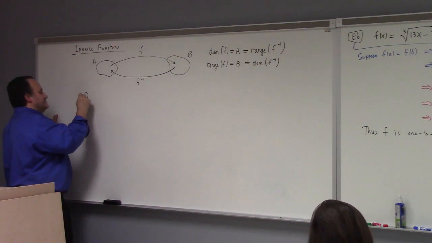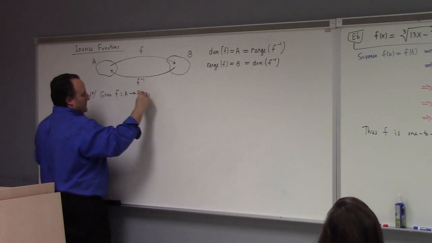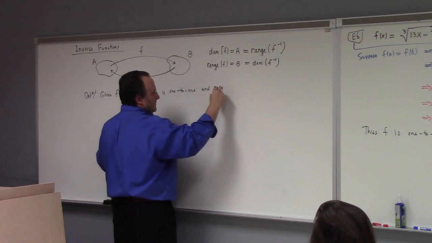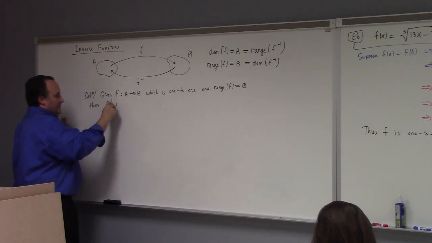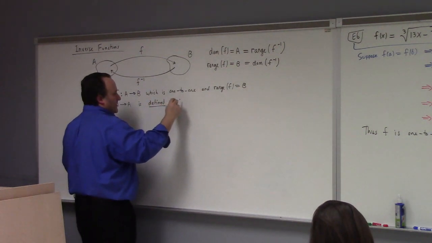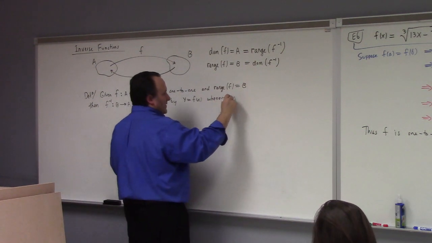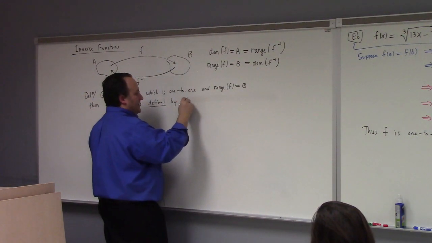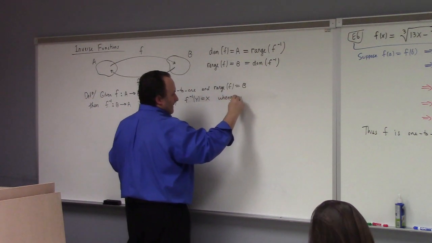So here's the definition. Given f, a function from A to B, which is one-to-one, and the range of f is actually equal to B, then f inverse from B to A is defined by y equals f of x whenever x is equal to f inverse of y. I mean, you could change the grammar up on that. Let me just write that backwards. x is equal to f inverse of y whenever y is equal to f of x.